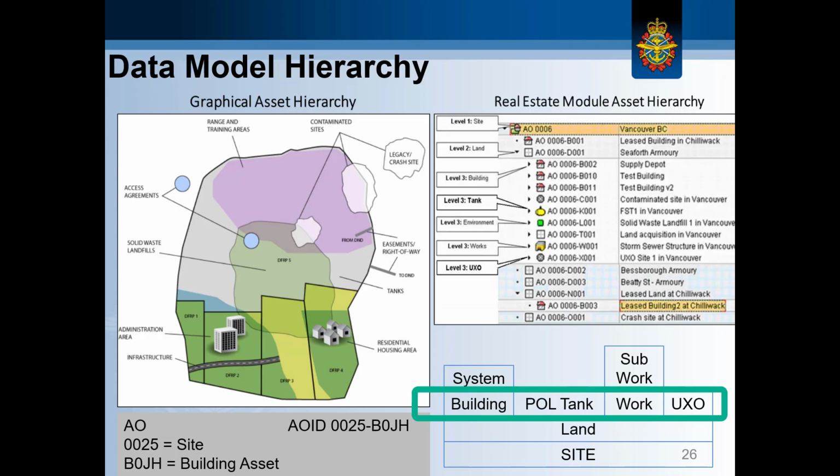So our asset level is over here, and these will include all our built assets, including our buildings, our POL tanks, and our works. We can also use this layer to track our UXO, which is our unexploded ordnance, and our contaminated sites. Every so often, we do accidentally contaminate the environment, specifically some piece of land, and so we can track those areas at this layer.